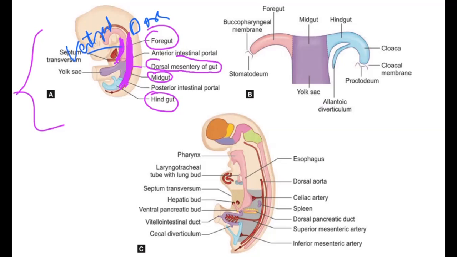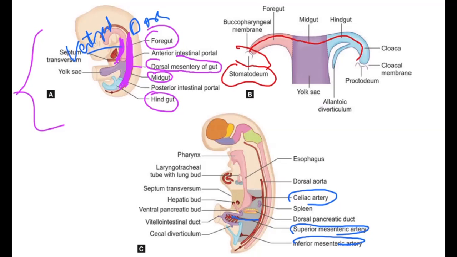So you see celiac artery, superior mesenteric artery and inferior mesenteric artery. Observe, this gut has the stomodeum, that means oral, and the proctodeum, that means anal. This is the caudal part, this is the cranial part.